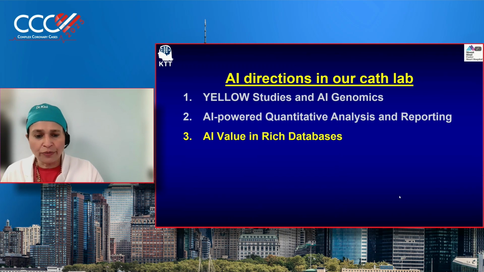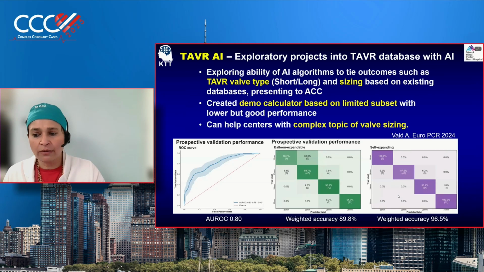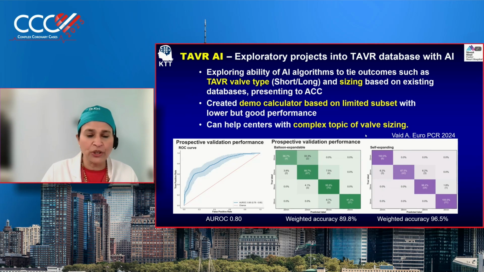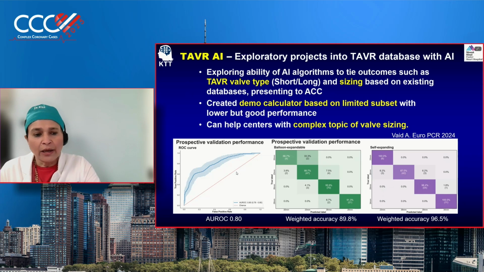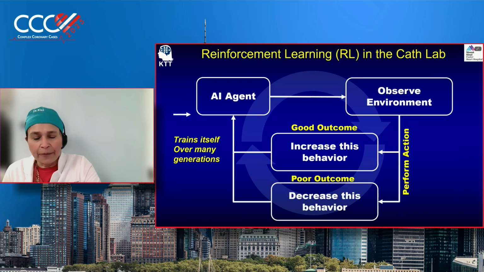The next one is, we have multiple databases. One of them that we presented at EuroPCR is a model that uses various CT scans to get valve sizing, and we were able to do that with the model we have created. And this is the future, which is called learning, which will use an AI agent, but more important is to observe the environment and these changes.